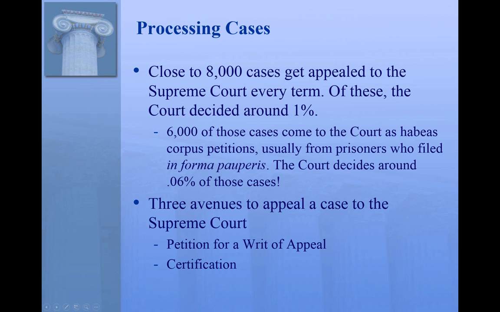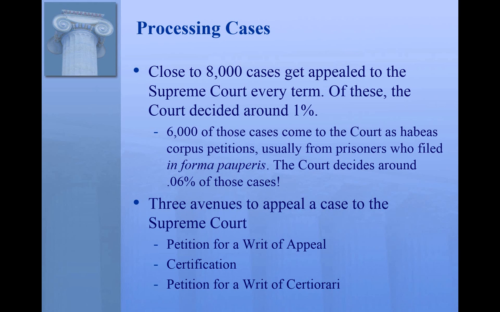The final way, and the most important one for our purposes, is to request a petition for a writ of certiorari. A writ of certiorari is a discretionary writ. The vast majority of cases coming to the Supreme Court, including all of those 6,000 cases that are filed by prisoners in forma pauperis, are discretionary. The court does not have to hand out a writ of certiorari just because the parties ask.